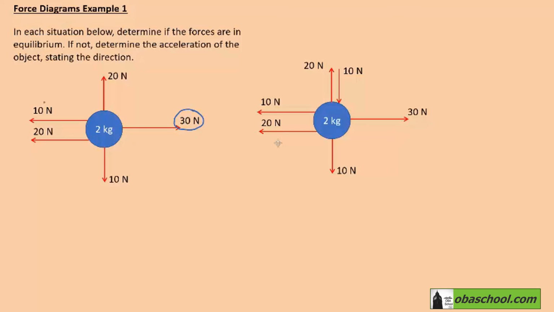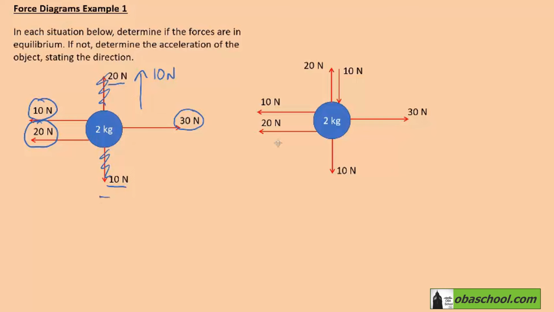30 newtons, 10 and 20. So those are balanced. 30 this way, 30 that way. If we look at the vertical, however, this one is 10 and this one is 20. So overall, that gives us a resultant of 10 newtons upwards.